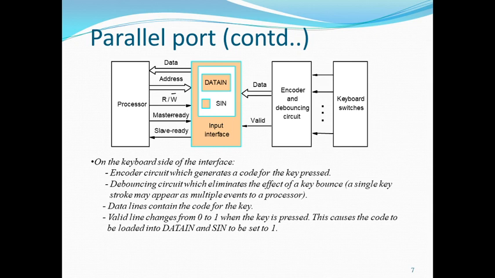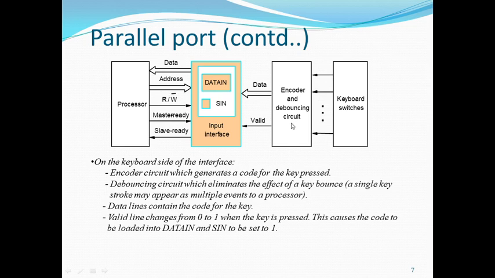So this figure illustrates the hardware approach, where debouncing circuits are included as a part of the encoder block. As you can see here, the debouncing circuit is included as a part of the encoder hardware. Here, the output of the encoder consists of the bits that represent the encoded character and one control signal, which is called the valid signal. Valid indicates that a key is being pressed.